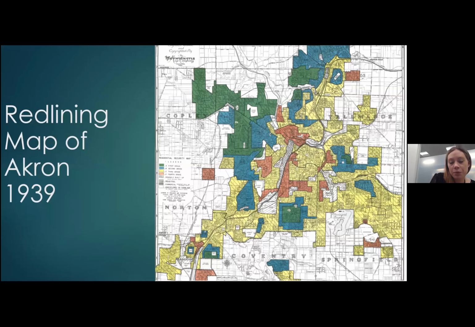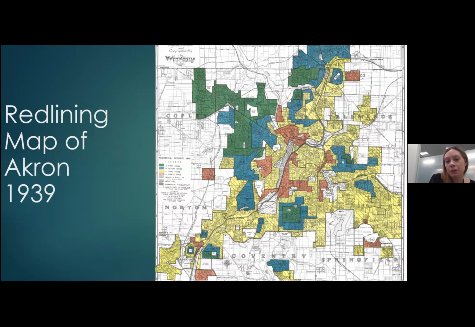This is an example of a redlining map, and this is Akron. You can see the green areas are what they call A, or first grade, the most desirable areas. Blue is slightly less desirable, but still gets grade B. C is less desirable, that's yellow, and then D is the red, which is the least desirable, hence the term redlining. Depending on the color and grade given, that determined how many mortgage loans were backed by banks.